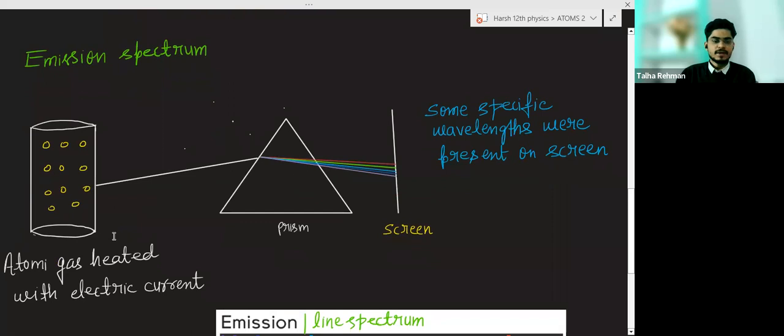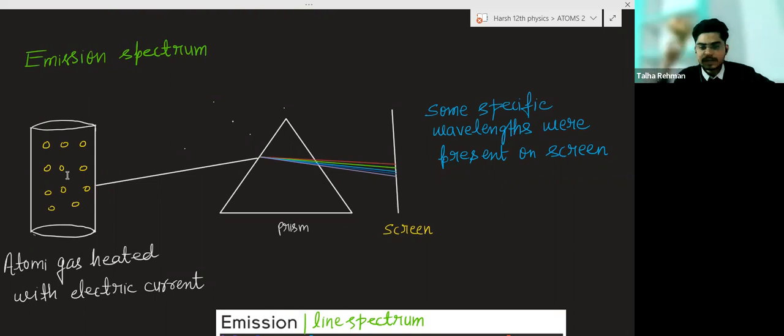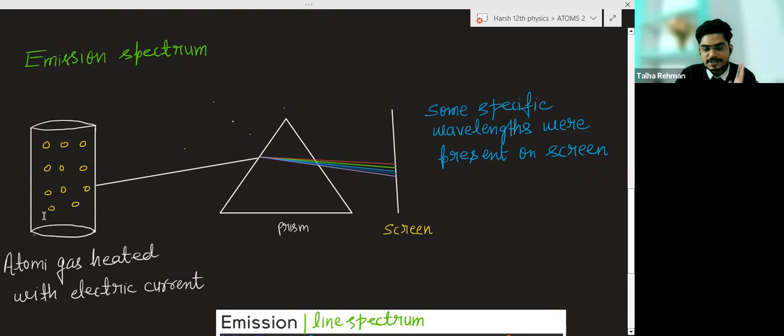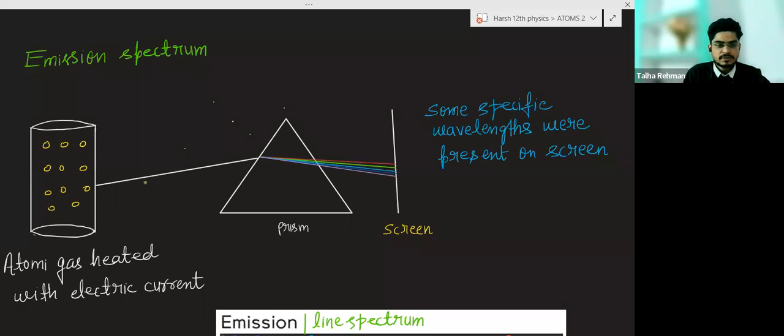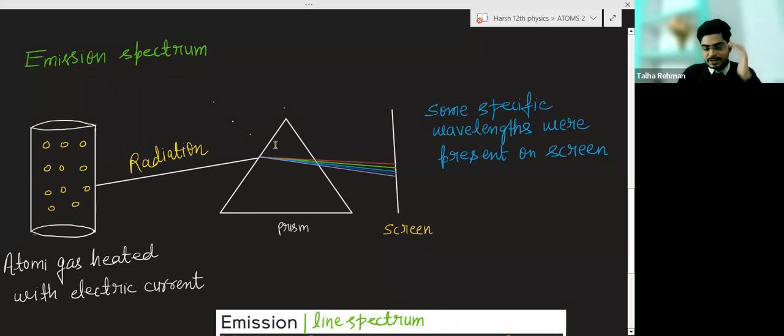Suppose in this container there is an atomic gas, and that atomic gas is heated with electric current. We know the heating effect of current means that with the help of current we can produce heat. So with the heating effect of current, the gas inside this container is heated, and this gas will give some radiation.